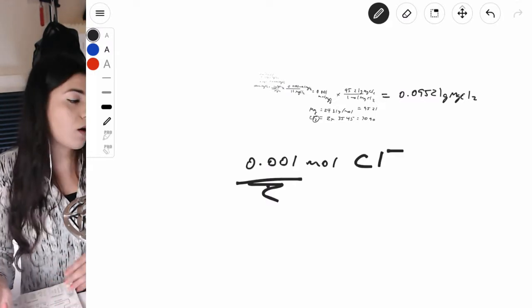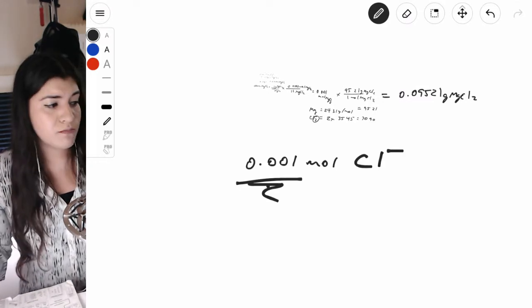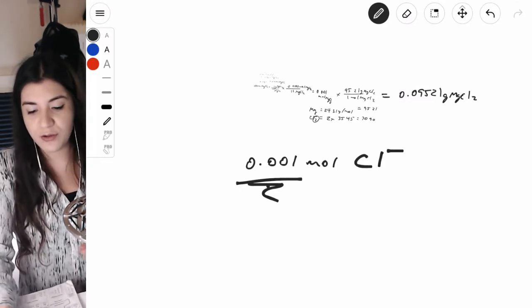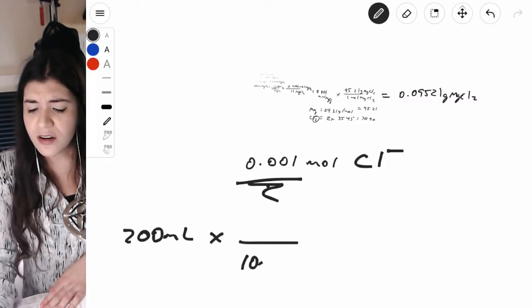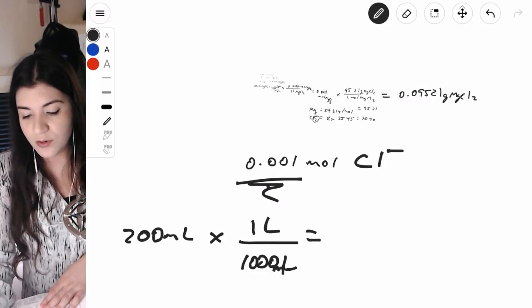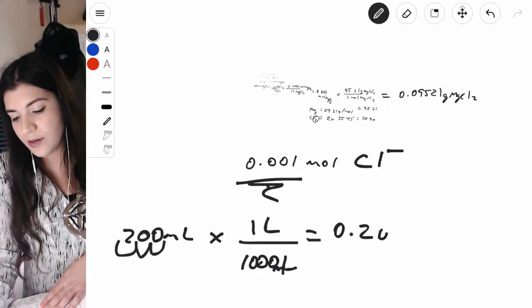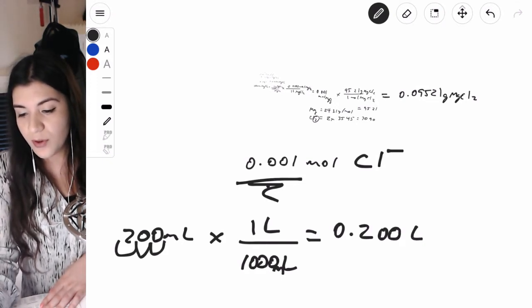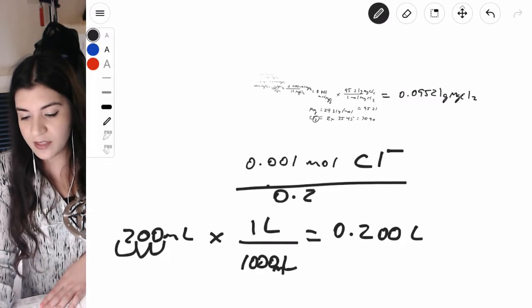And then from here, let's add up our total volume that they gave us. So 100 mL plus another 100 mL, so 200 milliliters. And then I'll convert this to liters because it is concentration. So this would be 0.200 liters. We'll divide both of these, and that would give us the concentration, and then I'll show you how to get to the grams.